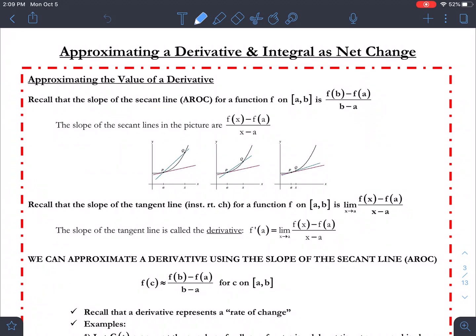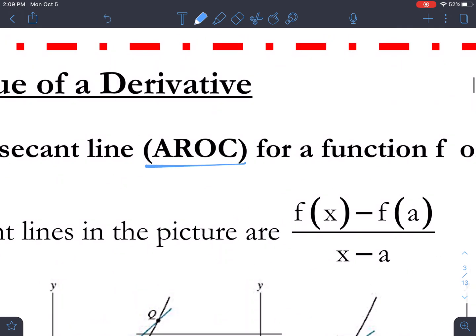Hey everyone, so today we're going to talk about approximating a derivative and then also talk about an integral as net change. So two really important topics for application problems. So the first thing I want to talk about is remember that the slope of a secant line, which is also AROC, that's average rate of change if you forgot.